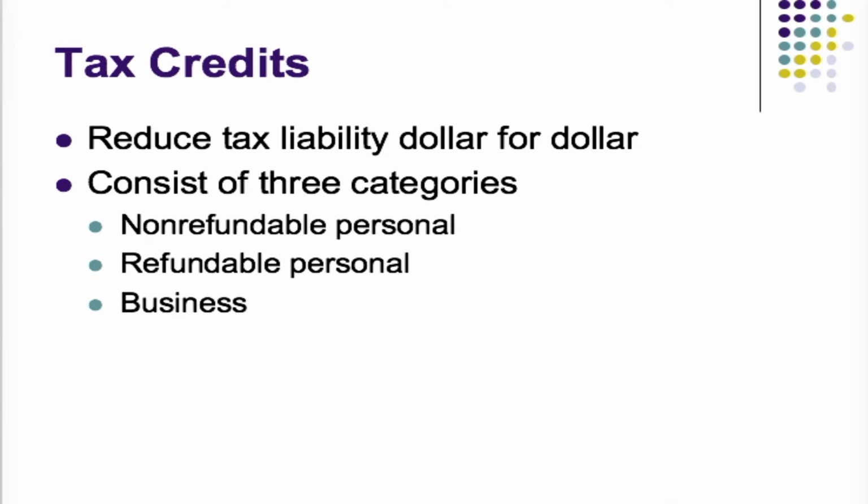Tax credits come in these three different flavors, and the difference between a tax credit and a deduction is that tax credits reduce tax liability dollar for dollar, whereas a tax deduction simply reduces the taxable income by $1, which at most would reduce the tax by just under 40%.